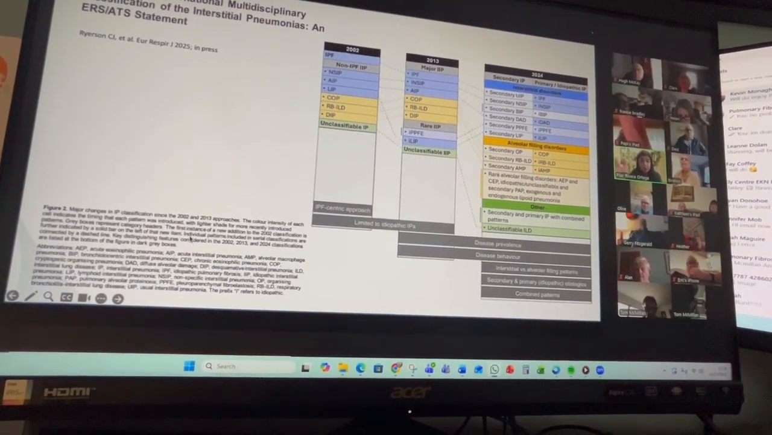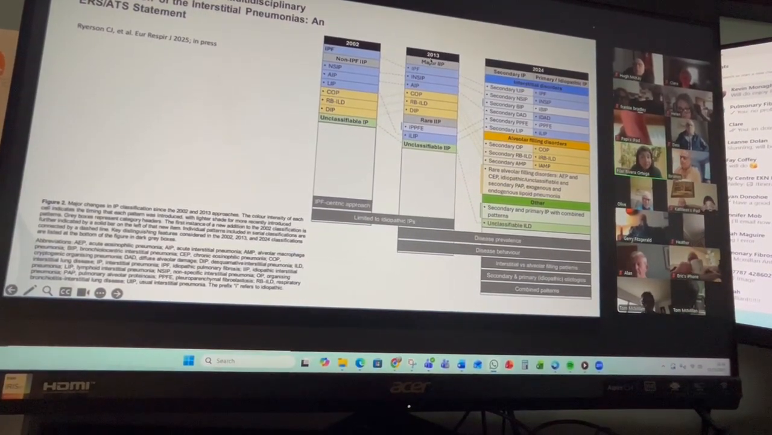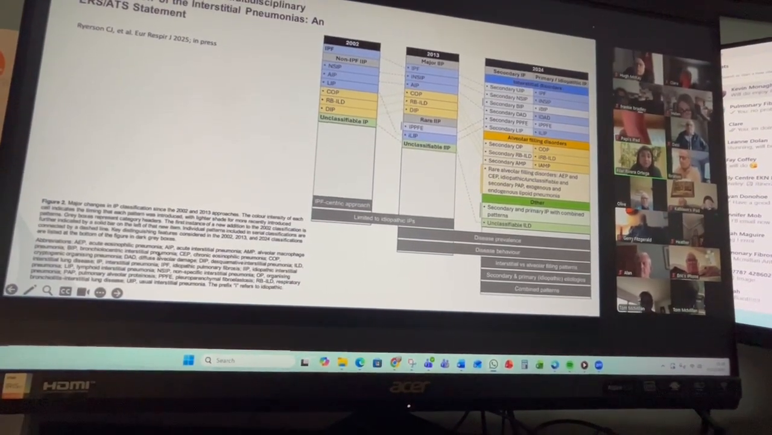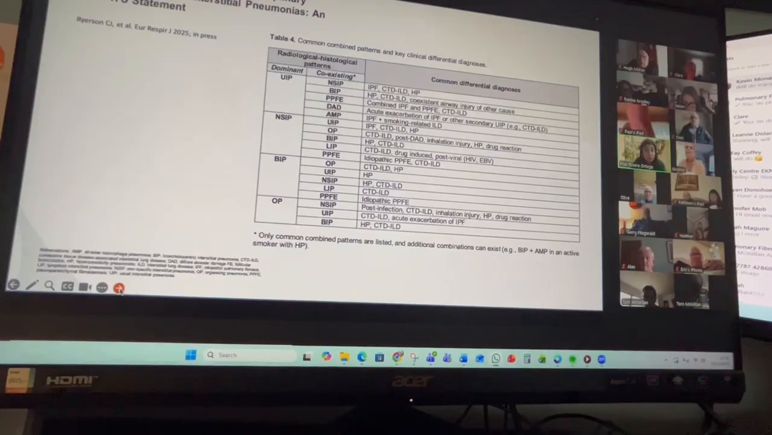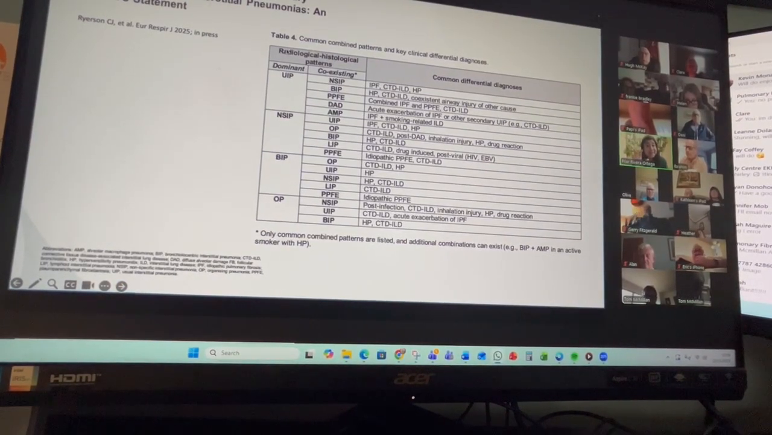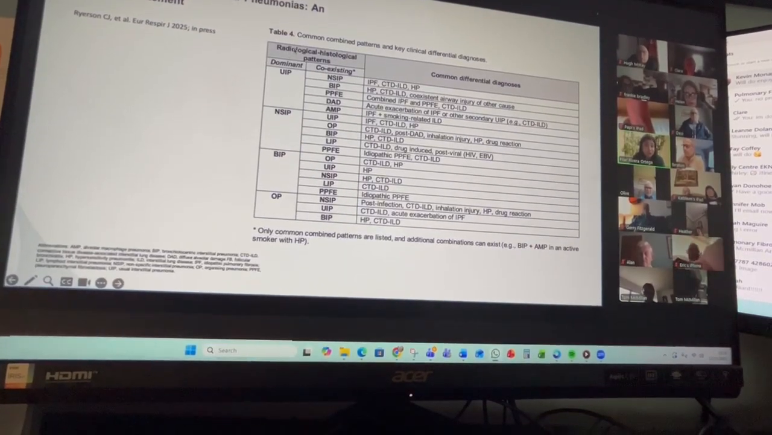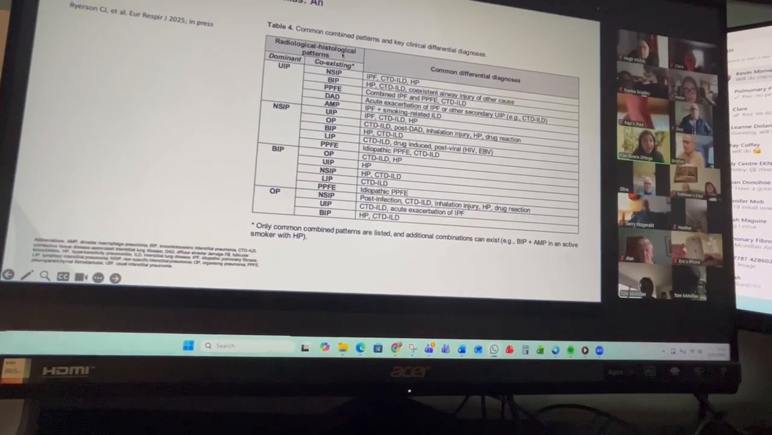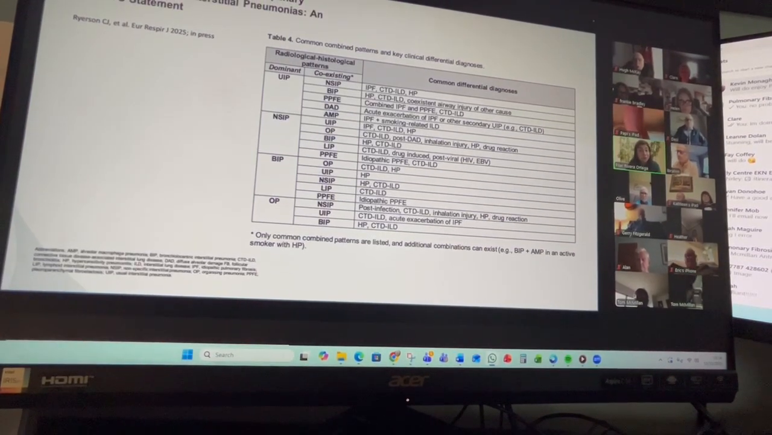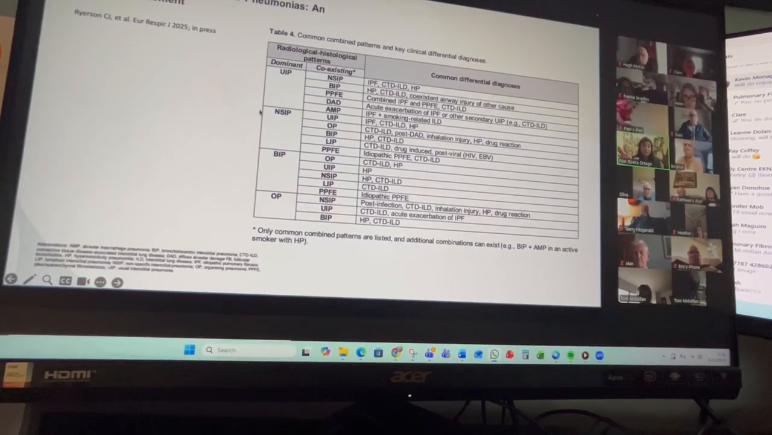Basically, this is just to show you the difference between the 2002 and 2013 classifications that I showed you on the first slide, and what the new type of description is in 2024. It is based on how the CT scan looks, what we call radiological patterns, and how your lung biopsy looks, what we call histological patterns.